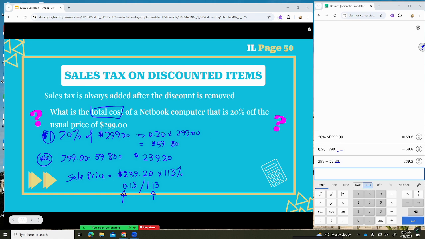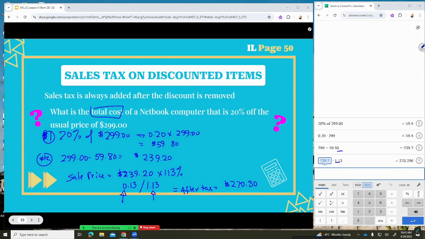So I can do the answer. I can do $239.20 times 1.13. I am going to have to pay after tax. The total is $270.30. It's still cheaper, obviously, than the regular price, $299.